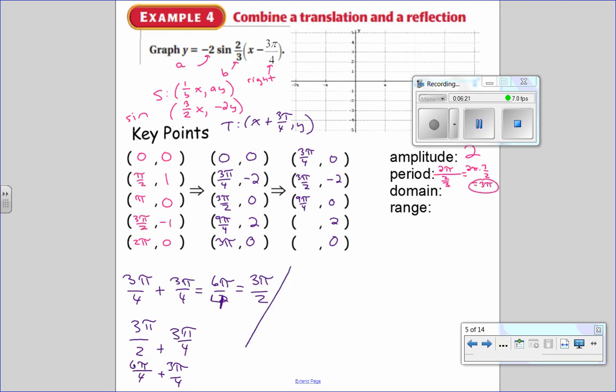My next addition is 9 pi over 4 plus 3 pi over 4. That's 12 pi over 4, and let's reduce that down. Divide the top and bottom by 4. So 3 pi.